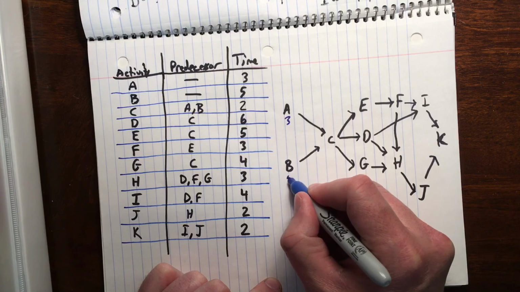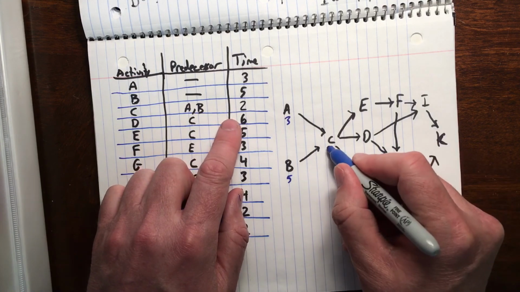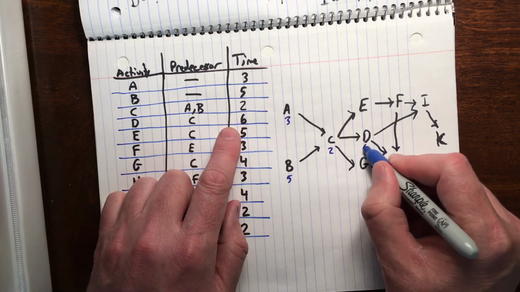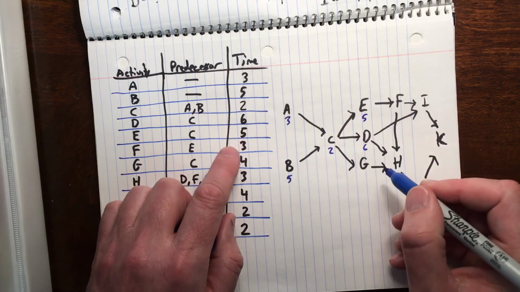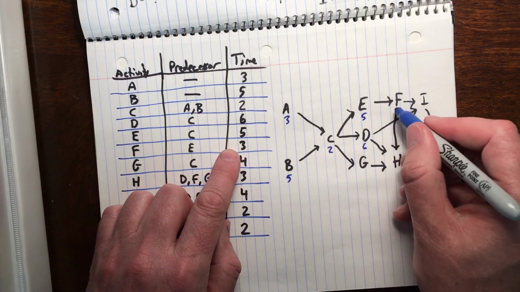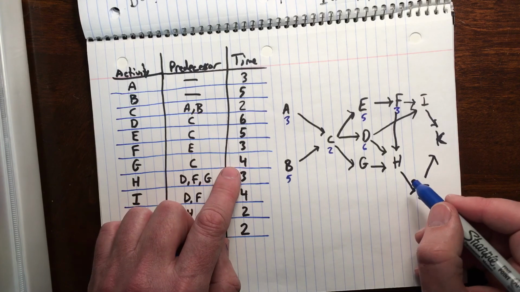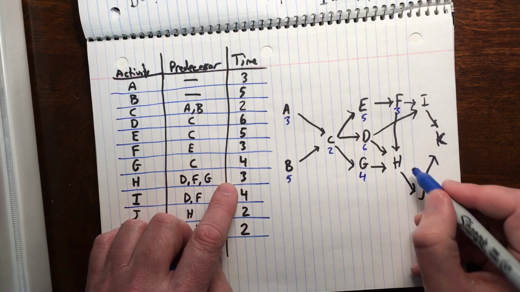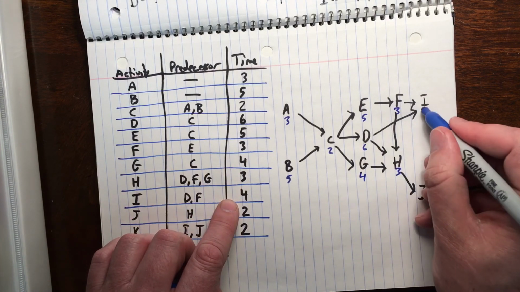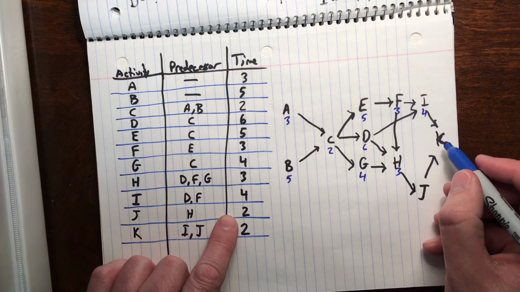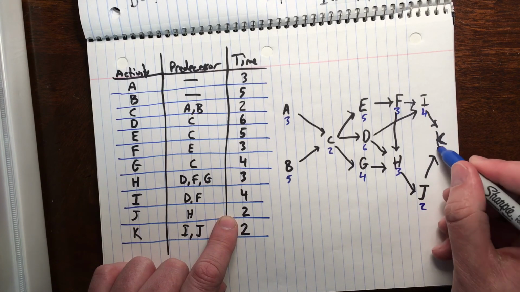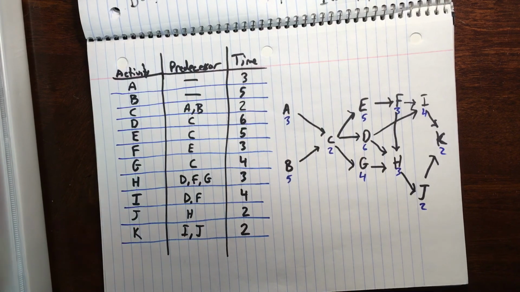3, 5, 2, 6, 5, 3, 4, 3, 4, 2, and 2. Sometimes the hardest part is just simply mapping these things out. Once we have them mapped out and have the times and values in there, doing the forward pass and backward pass are fairly simple. Let's do it.